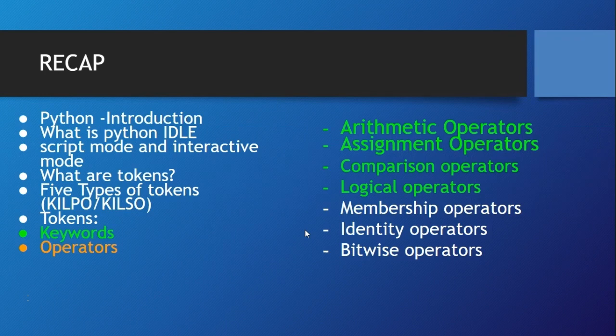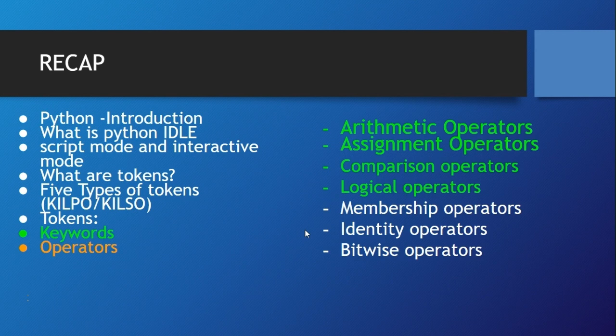So far, we have discussed Python introduction, what is a Python IDE, script mode and interactive mode, and what are tokens. We discussed five types of tokens: keywords, identifiers, literals, punctuators, and separators. Then, under operators, we have discussed arithmetic operators, assignment operators, comparison operators, and logical operators. Those who have missed these two lectures can go through them and then come back to this lecture number 3.